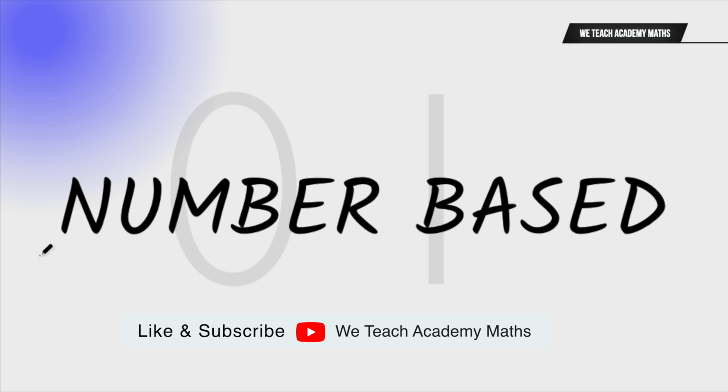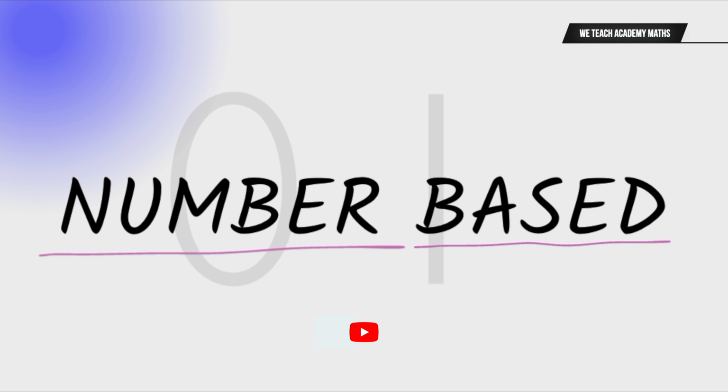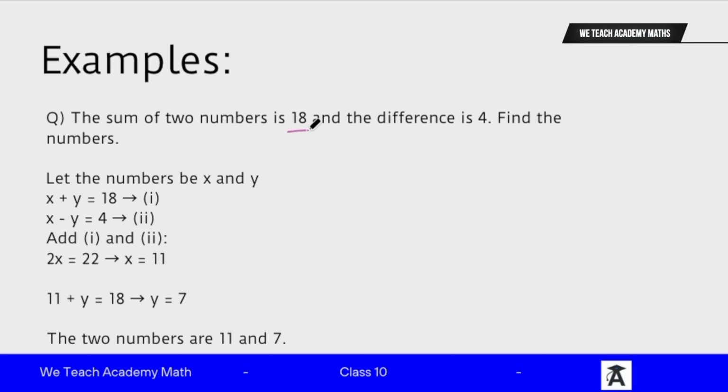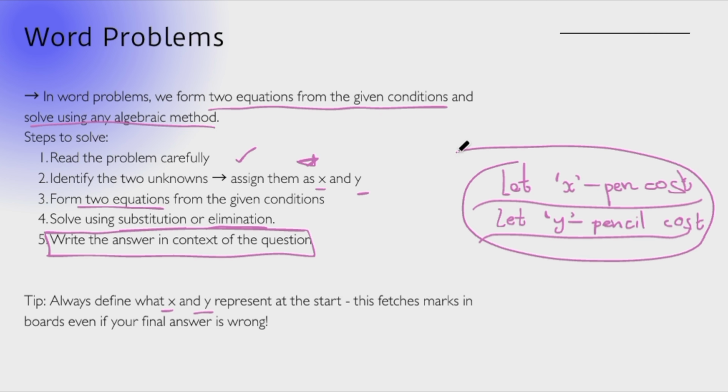The first type of questions that we will be doing is number based questions. In these types of questions, they give you numbers in word form. For example, the sum of two numbers is 18 and the difference is 4. Find the numbers. Look at the example. You can see that they have let the numbers be x and y, exactly what I was telling you.